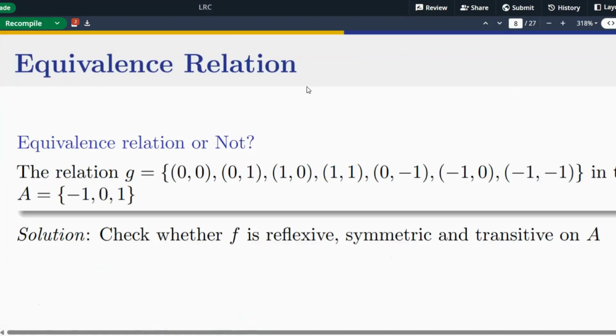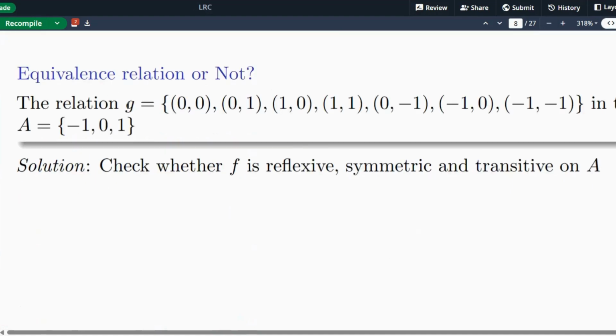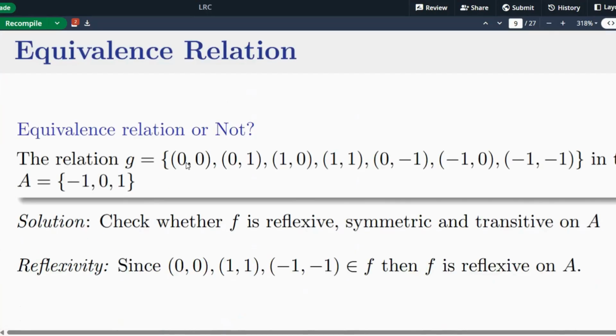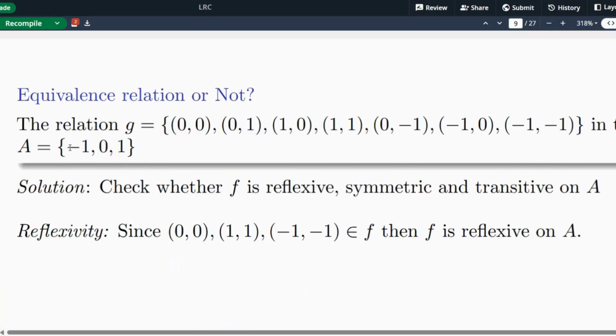So, ito naman, next. The relation G. Ito bagong relation naman, G naman siya. Pero same set tayo: negative 1, 0, 1. So, i-check natin kung reflexive, symmetric, and transitive. Let's check kung reflexive. Dahil ang elements natin ay negative 1, 0, 1, dapat si negative 1 nandun. Dapat jowa ni negative 1 yung sarili niya. And fortunately, andito siya. Si 0, jowa niya din yung sarili niya, andyan. Tapos si 1, jowa niya din yung sarili niya. So, since 0, 0, 1, 1, negative 1, negative 1 is in G, then G is reflexive on A.